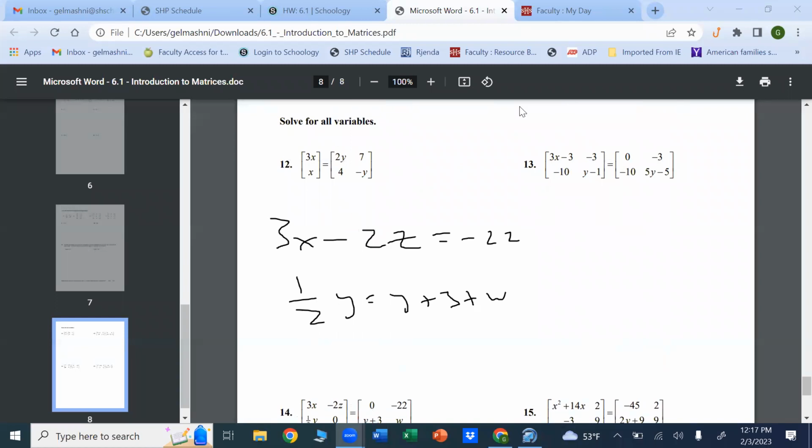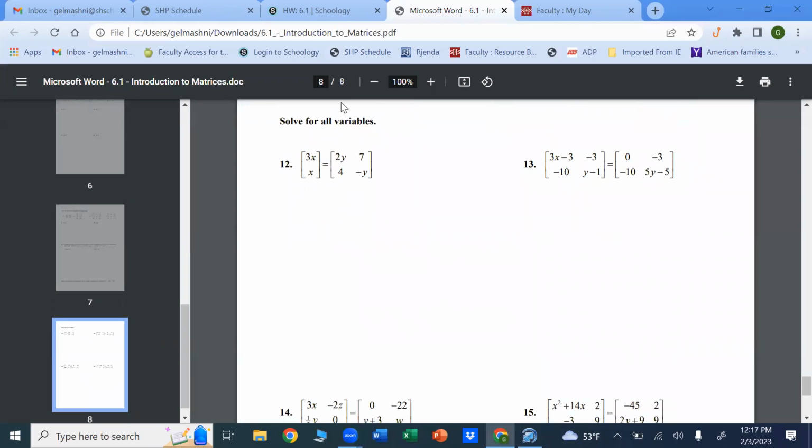Let me guess. For number 12, did you say 3x equals 2y plus 7? Yeah. It's just weird because they don't have the same dimensions. But if you did, the way I taught it in class, because I think you were bringing tests at that time.